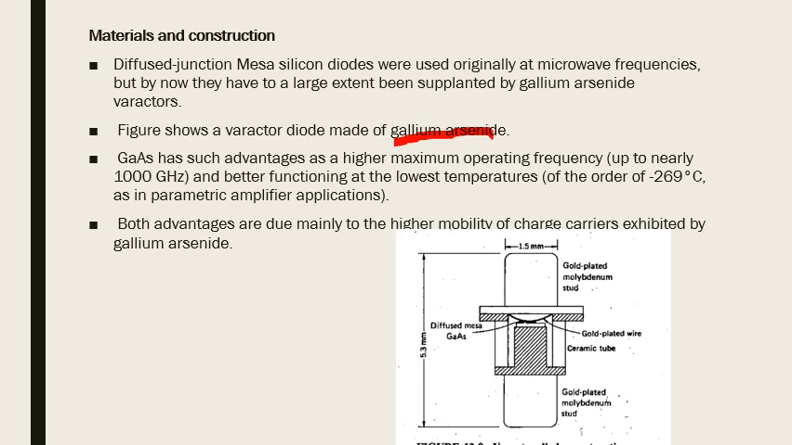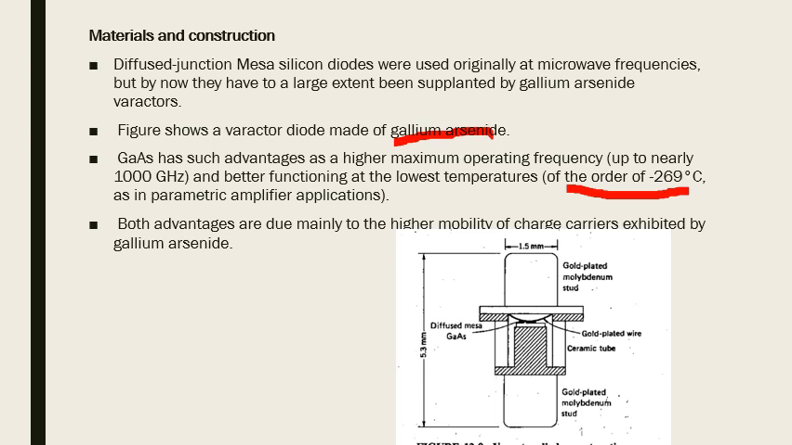You can see the varactor diode is always used in a parametric amplifier. And please note that it is used as an LNA. So it becomes a very important diode in microwave history. You can see that it can work at very low temperatures; the lowest temperature it can work at is up to minus 269 degrees Celsius. Very, very important. And at the same time, it can work up to nearly 1000 gigahertz.